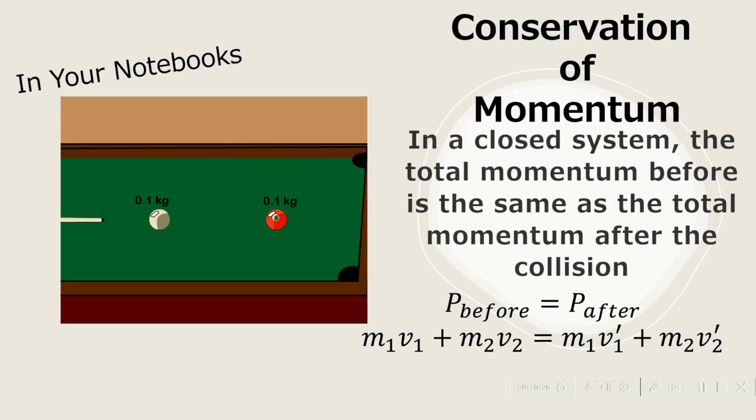So conservation of momentum. In a closed system, and that's all we deal with, the total momentum before is the same as the total momentum after the collision. So this is just showing an elastic collision. The biggest thing about this is making sure this is all moving in the same direction, but if I have cars moving in opposite directions, being careful about the sign: left is negative and right is positive for speed, for velocity.